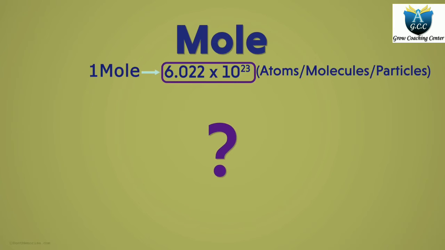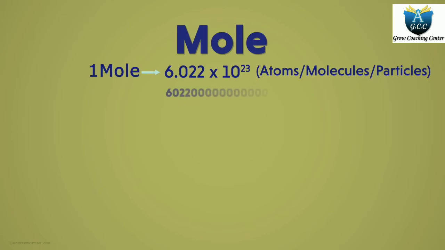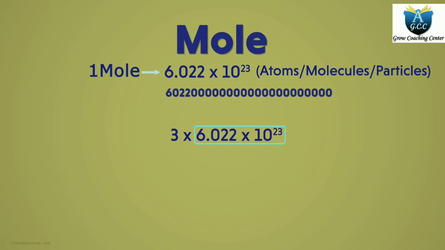Isn't this number huge? If I have to write down the zeros, this is how big the number will look. 1 mole of anything has these many particles. Now let's say we take a substance which has 3 times the number of particles here. Then we say that this is 3 moles of this substance.